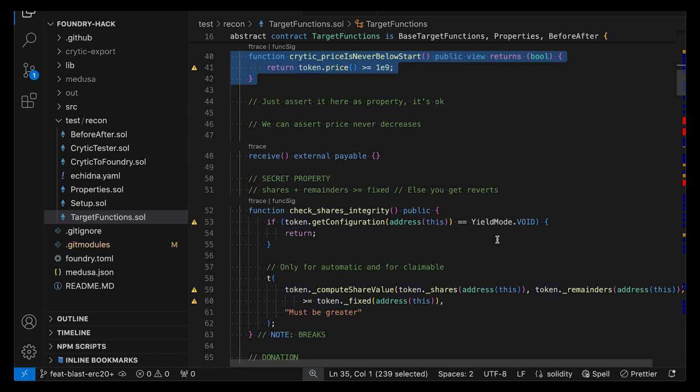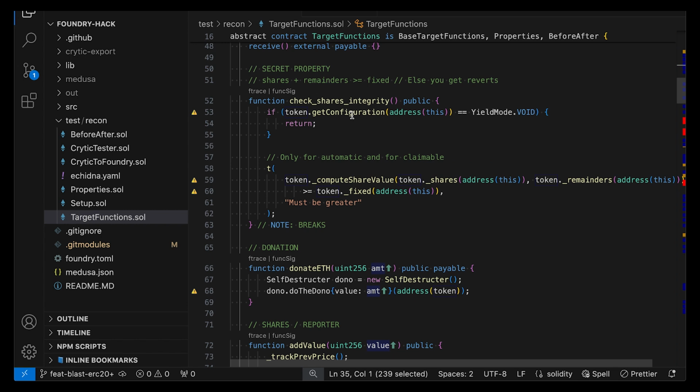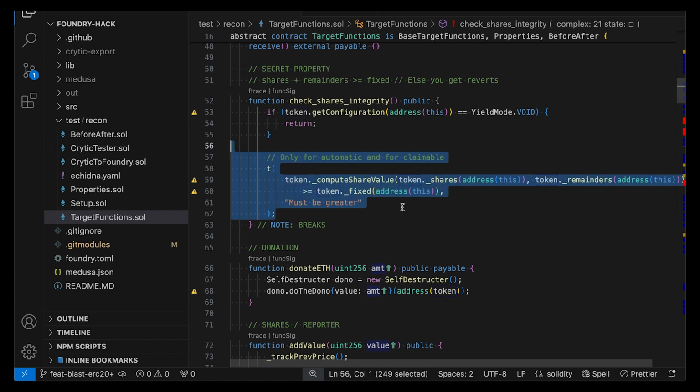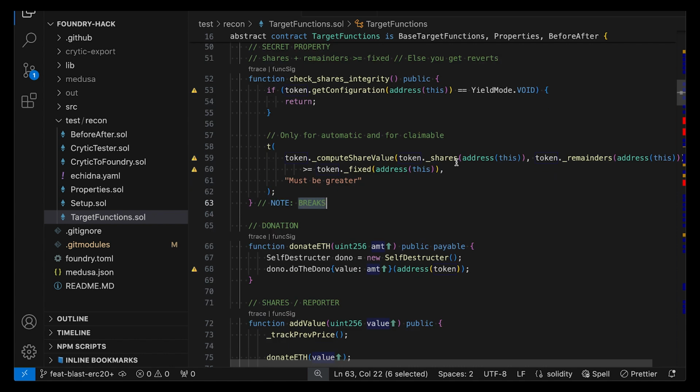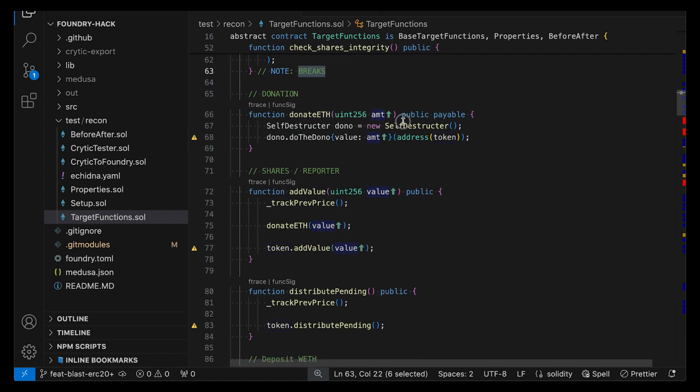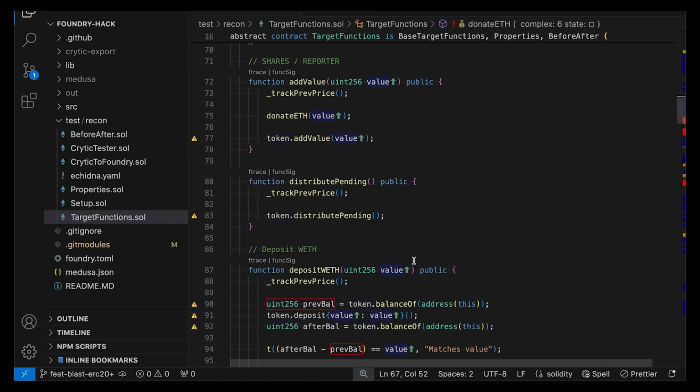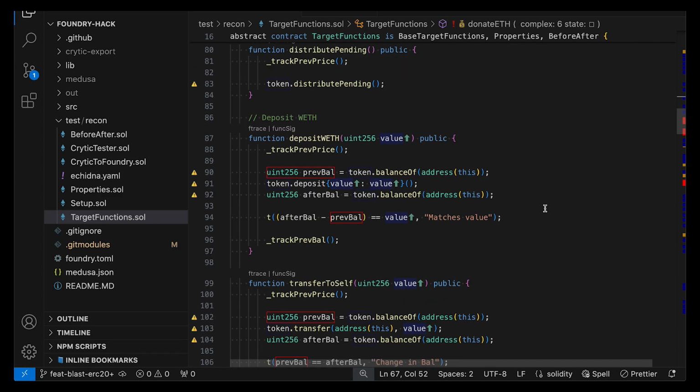and it always stays above my starting price that I set, so that I could perhaps find a way to cause issues. And the main interesting aspect here is a way to compare that, if the token is in void mode, then we skip it. But basically we verify that shares plus value plus remainders is greater than or equal to fixed, which means that all of the tokens are correctly accounted. And then, maybe this property is actually incorrect. Then I have a few operations here: donate, add value, distribute, etc. So fundamentally I just have the test for the previous stuff.